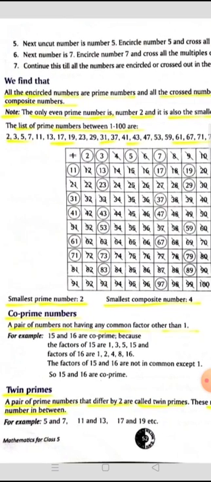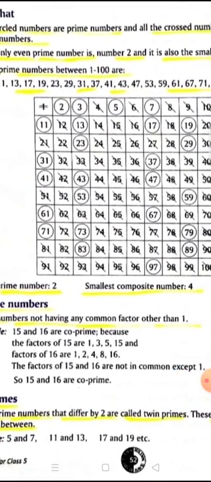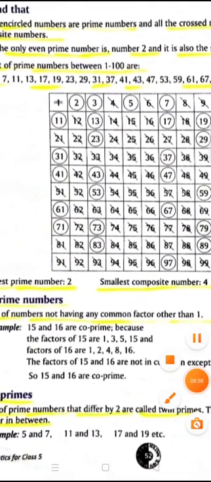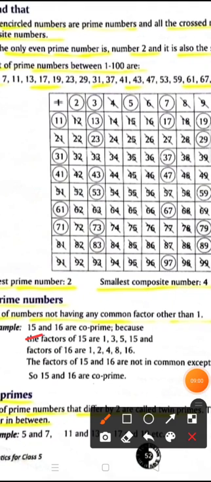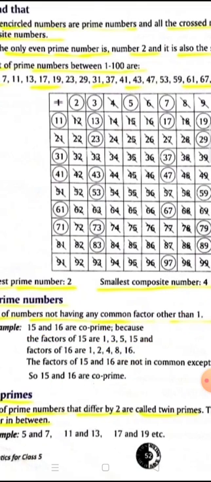Now see the co-prime numbers. A pair of numbers not having any common factors other than 1. Here you have seen 15 and 16. The factors are given here, and what is common? 1 is common. Any other common? No. So if the only common factor is 1, then it is a co-prime pair, otherwise not.